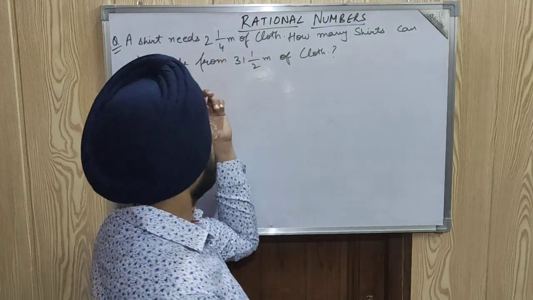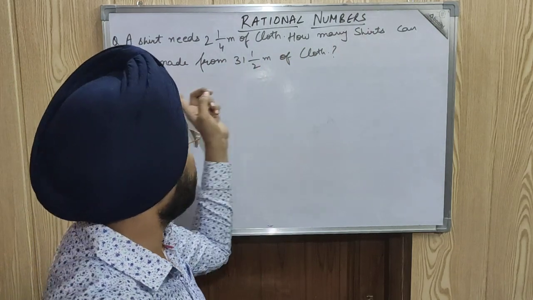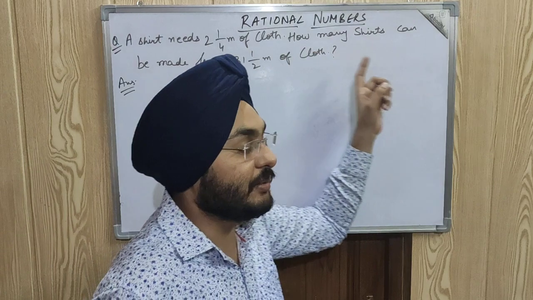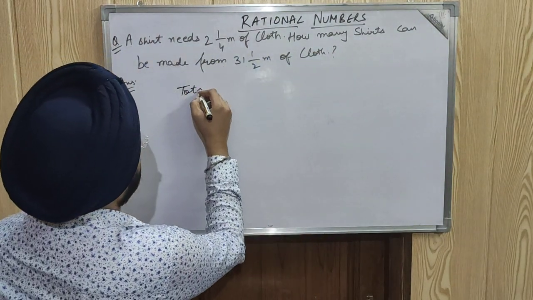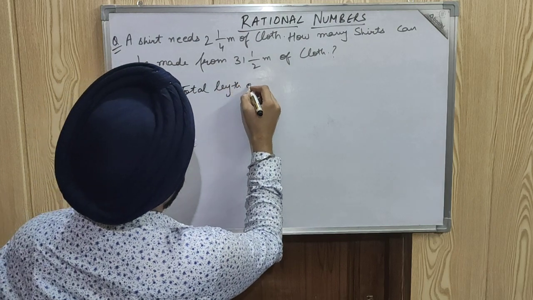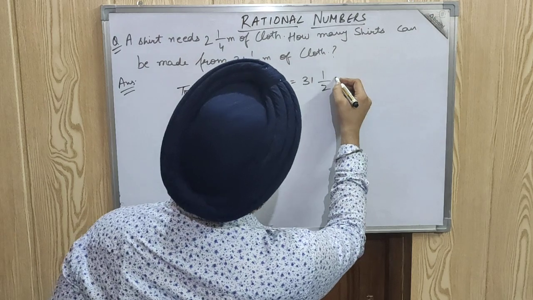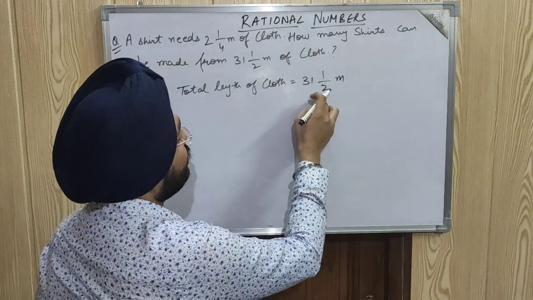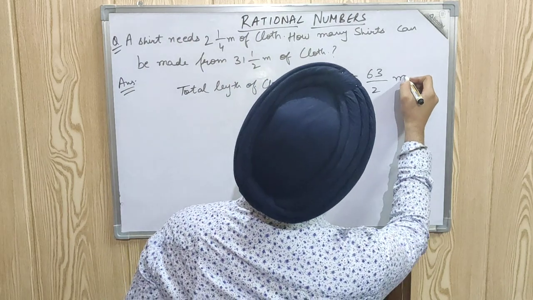So our next question is, a shirt needs 2 1 by 4 meter of cloth. How many shirts can be made from 31 1 by 2 meter of cloth? So now, firstly I am writing here the total length of cloth for shirts. That is what? 31 1 by 2 meters. So converting into improper, 2 into 31, 62. 62 plus 1, 63 by 2 meters.